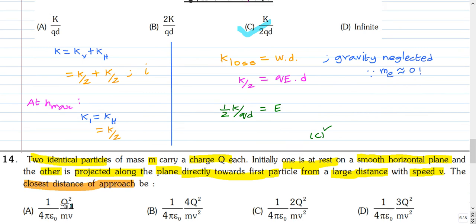This is the next question. Two identical particles of mass m carrying a charge q each. Initially one is at rest on the smooth horizontal plane, and the other is projected along the plane directly towards the first particle from a large distance with speed v. The closest distance of approach will be, four options are given. You can pause and attempt this question.